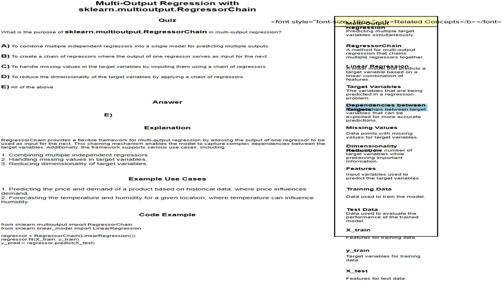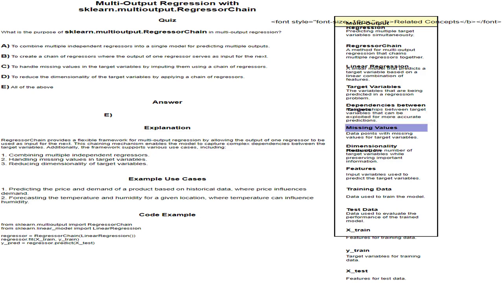Dependencies between targets: relationships between target variables that can be exploited for more accurate predictions. For example, predicting both the rainfall and humidity in a region, where higher rainfall often leads to increased humidity.